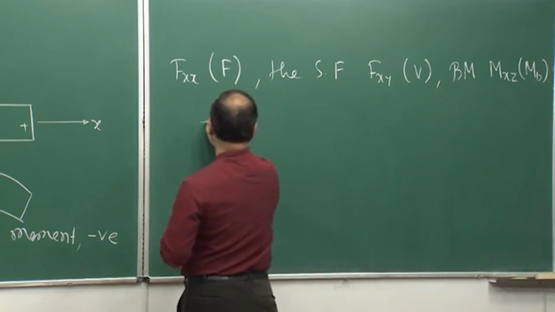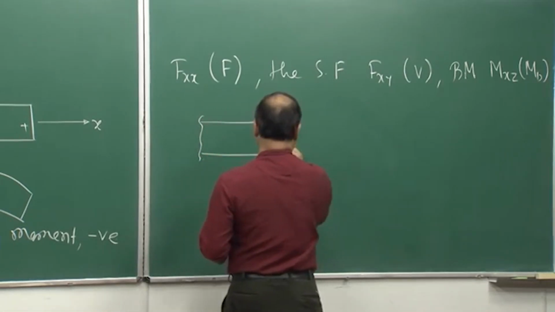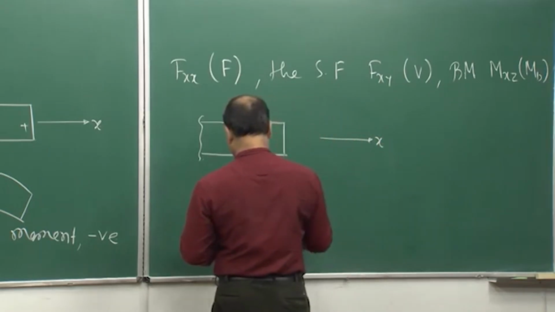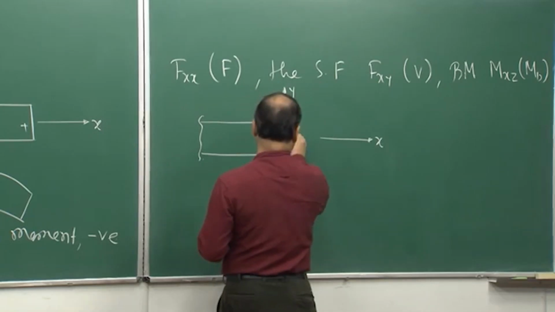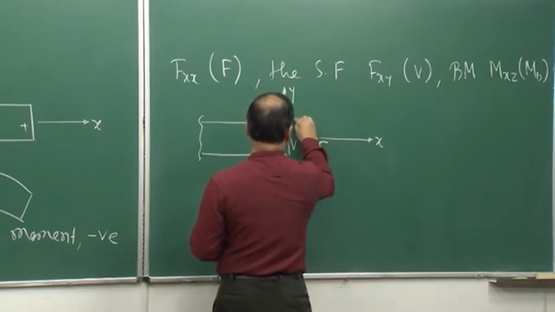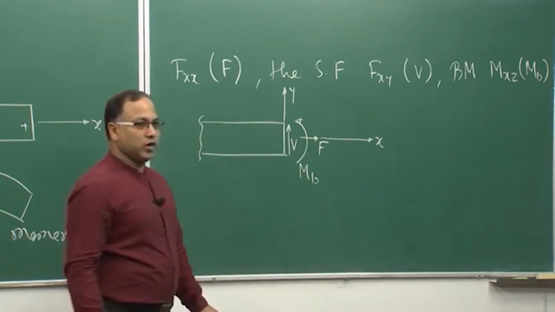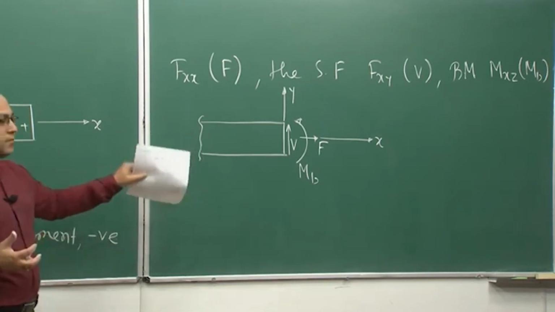So, if I consider this is my slender member, this is my x direction and this is y. Therefore, this is your V, this is your F, and this is your MB. So, all components, axial force, shear force and bending moment, are shown positive in this configuration.